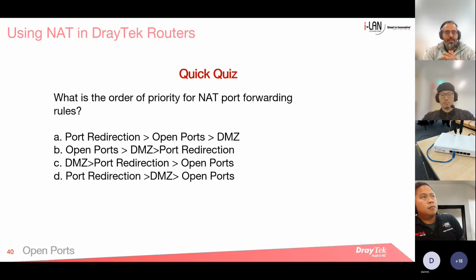Okay, super easy quiz question. What is the order of priority for NAT port forwarding rules? Is it A, port redirection, open ports, DMZ? Is it B, open ports, DMZ, port redirection? Is it C, DMZ, redirection, open ports? Or is it D? I'll make it easy, it's not D. Please raise your hands and you can use the chat to write your answer.